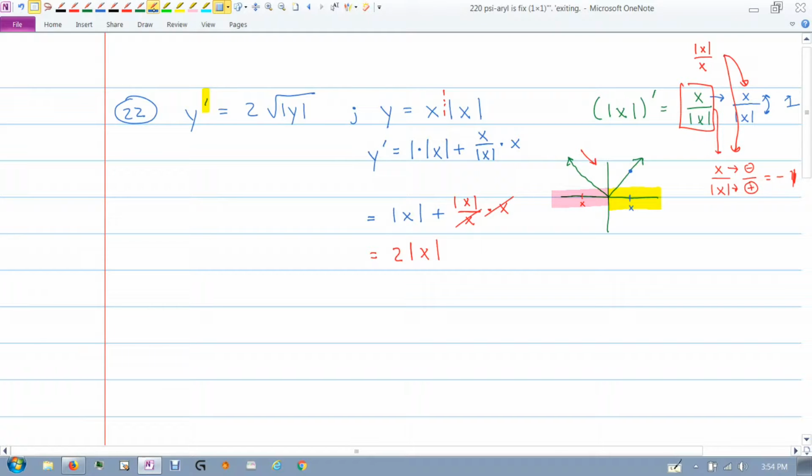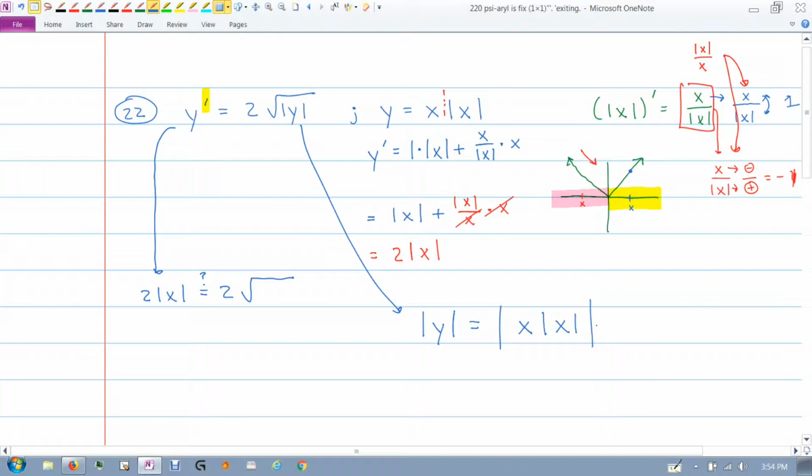Now coming back and plugging in, the derivative is 2 times the absolute value of x, and we want to know, is that equal to 2 times the square root of the absolute value of y? So let me check what this is here. The absolute value of y is equal to the absolute value of x times the absolute value of x. All I'm doing is plugging this in right here for y.